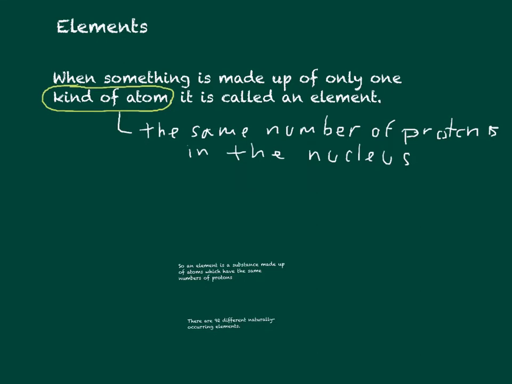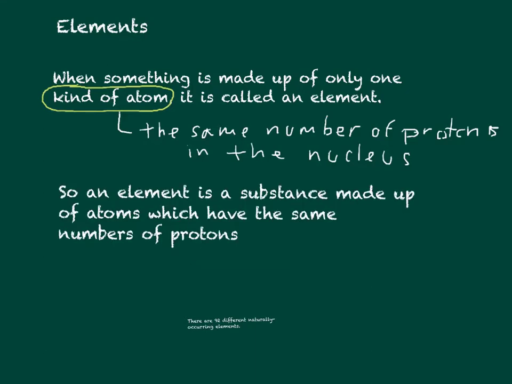When something is made up of only one kind of atom, it's called an element. And by kind of atom, I mean that the atoms have the same number of protons in the nucleus. So an element is a substance in which all the atoms have the same number of protons in their nuclei. Just to give an example, the simplest kind of element is hydrogen, and all of the atoms of hydrogen have only one proton in their nucleus. So an element is a substance made up of atoms which have the same number of protons.